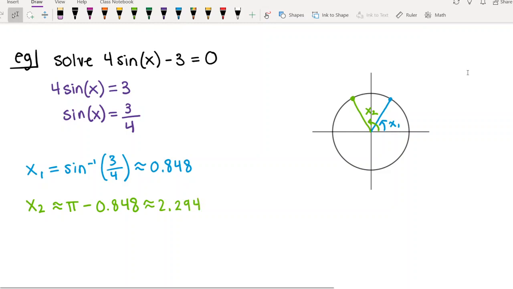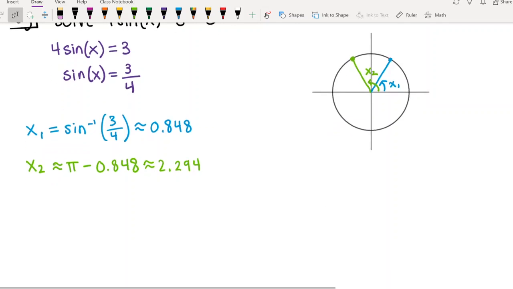And so then to write down our final answer, we just add plus 2 pi k to each of them. So our solutions are, and again, it doesn't really matter if you want to say x1 and x2 or just write x. I just am doing it to be consistent with what we did last time. So one solution is 0.848 radians plus 2 pi k. And then the other solution was 2.294 radians plus 2 pi k.